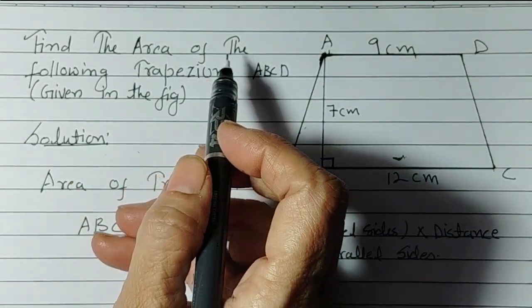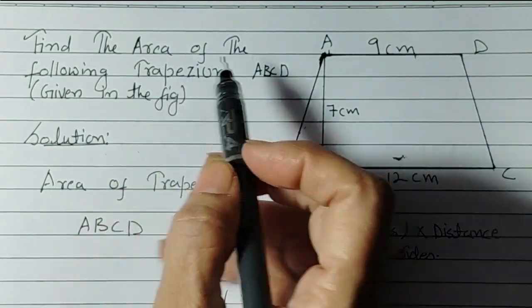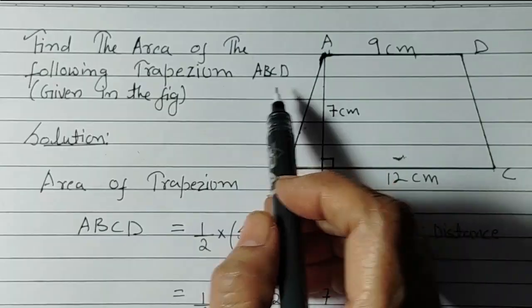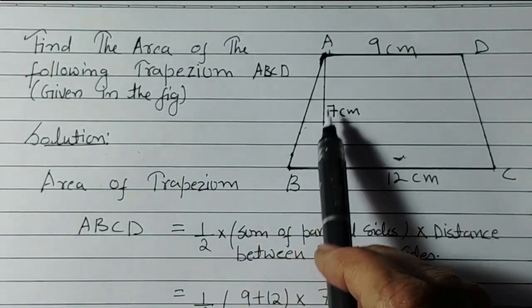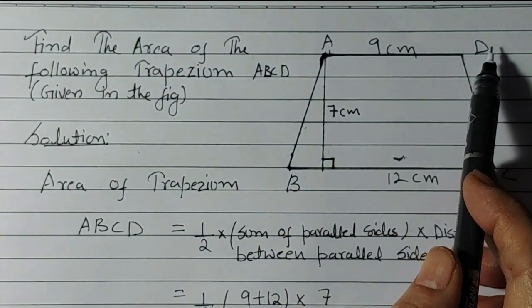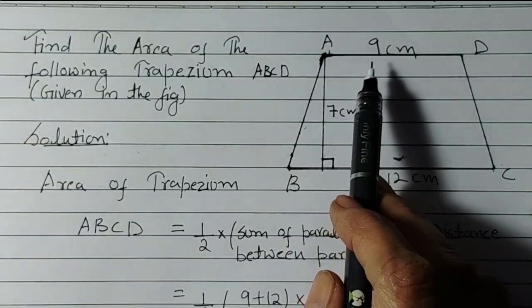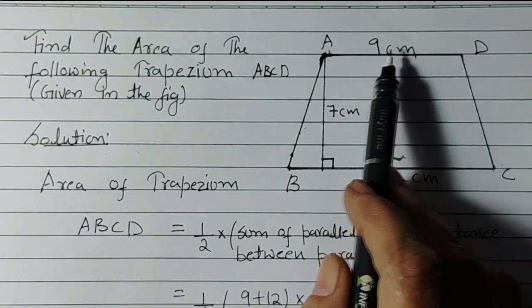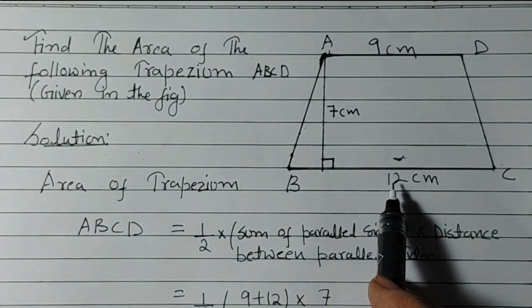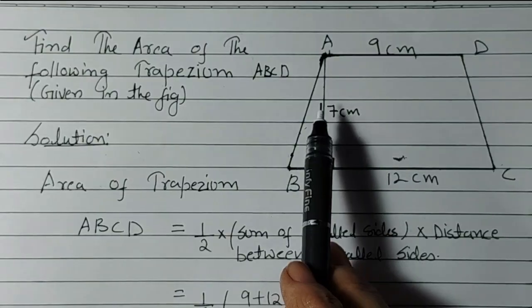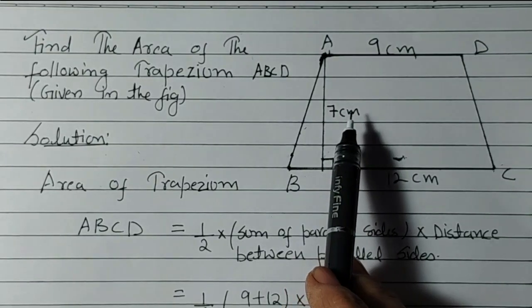Find the area of the following trapezium ABCD as given in the figure. A, B, C, D. This is the trapezium. One side is 9 cm, second side is 12 cm, and the distance between them is 7 cm.